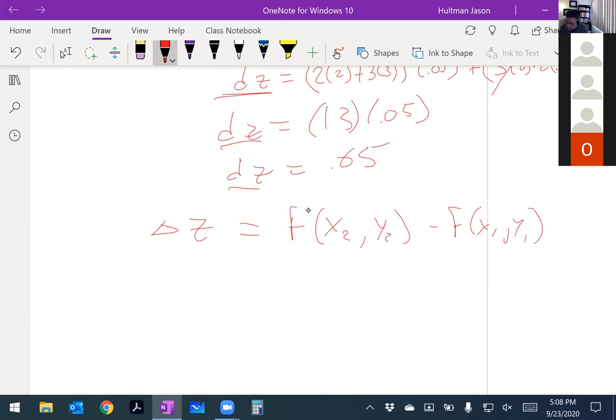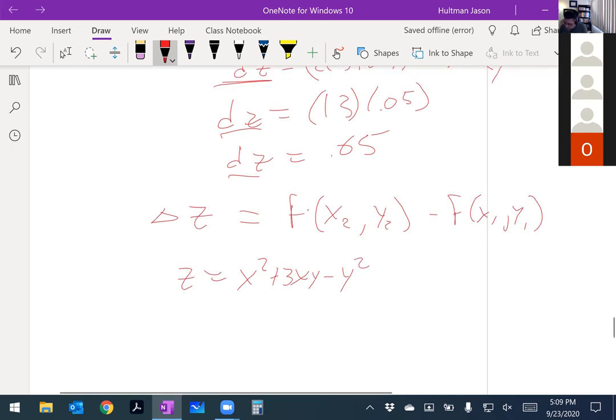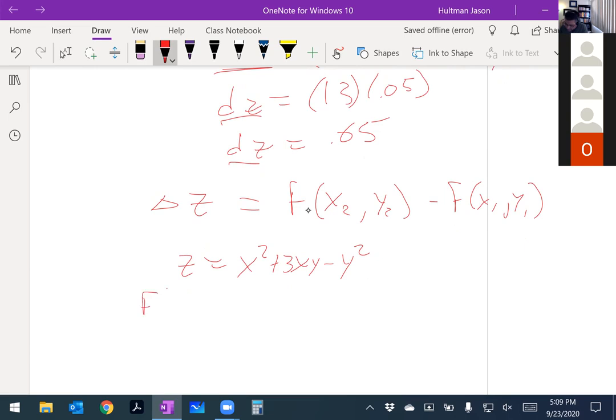Okay, so what was the original function? The original function was z equaling x squared plus 3xy minus y squared. And if I want to find out, well, what's f of 2, 3, I would have to go, okay, 2 squared plus 3 times 2 times 3 minus 3 squared, which might not be such a problem because that comes out to be 13.